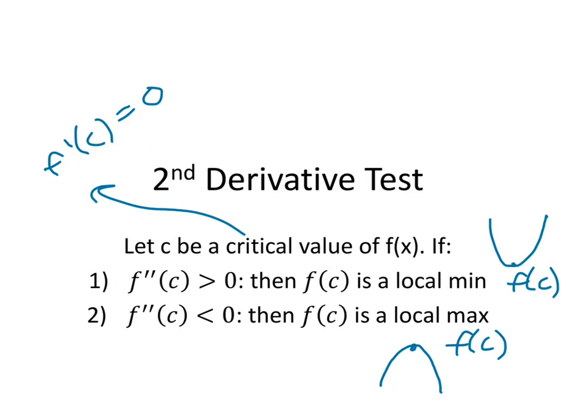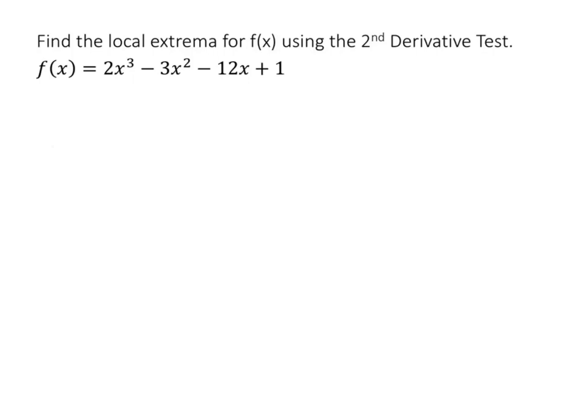Let's take a look at an example. Here we have the same example as in my first derivative test video, so we can compare the results, but the work will look different because we will involve the second derivative test. You first find the critical values, and you begin by finding the first derivative to be able to do that. The first derivative f prime of x is equal to 6x squared minus 6x minus 12. You set your first derivative equal to 0 to find these critical values.